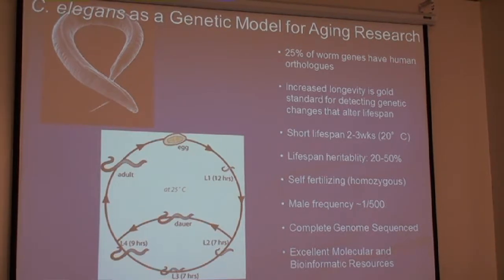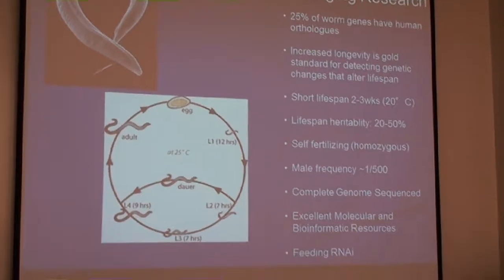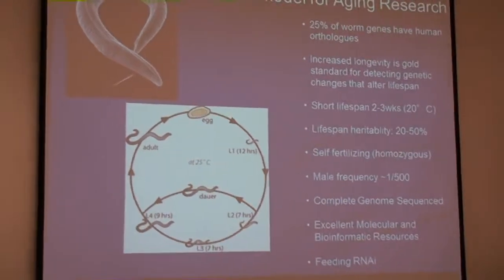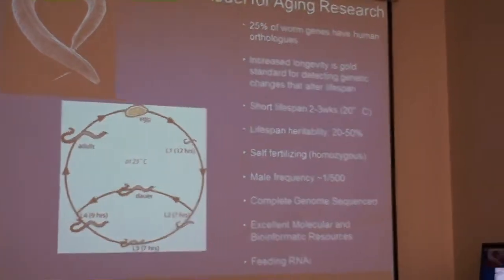This last thing here was the boom for the last maybe 10, 15 years, this feeding RNAi. One of the nice things about worms is that you culture them on bacteria. And so you can force a bacteria to make double-stranded RNA. Worms can eat those bacteria, take up the double-stranded RNA, and process that into siRNA, and actually knock down your favorite gene of interest in the worm. So it's a very powerful tool. And that's been the basis of many different screens over the last several years.